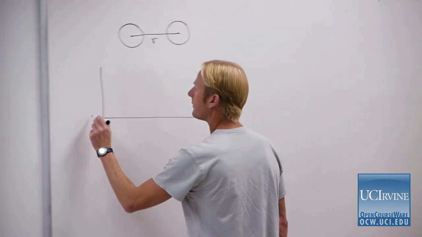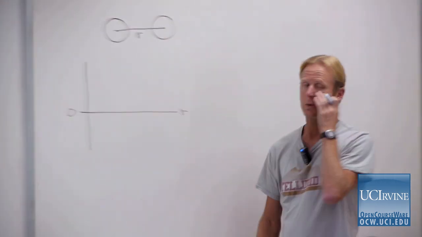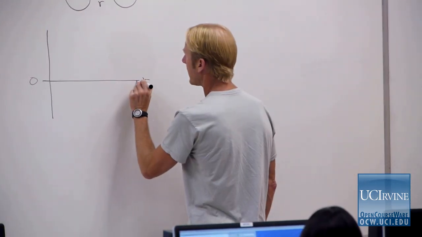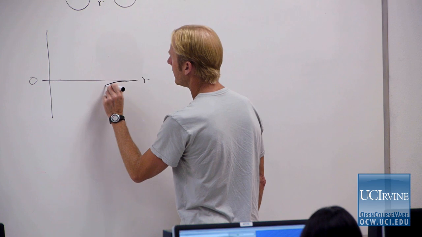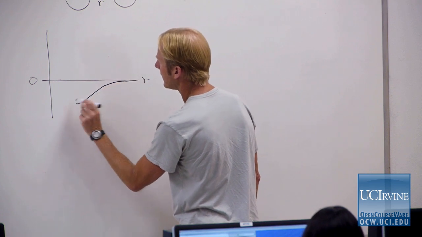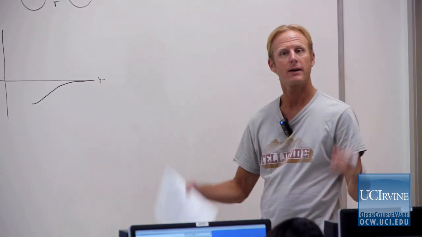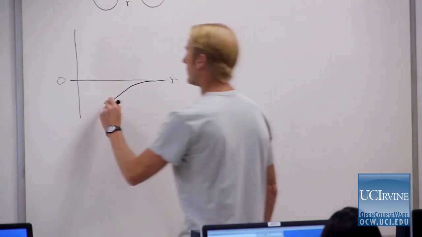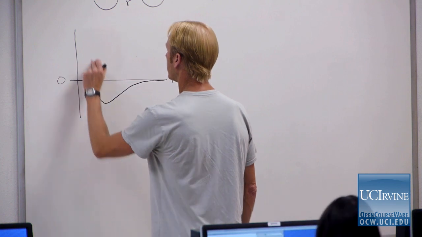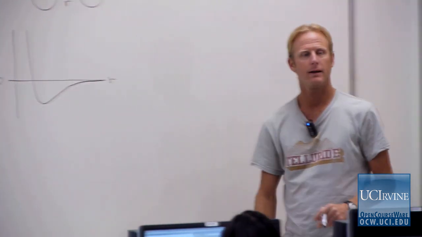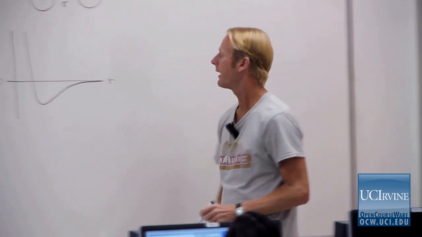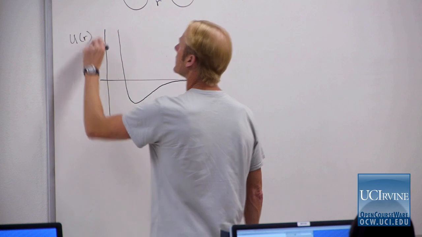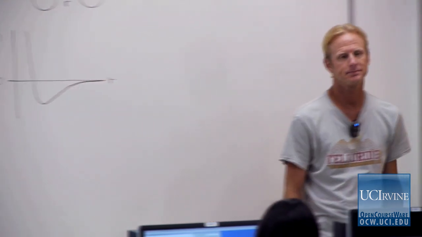And so if I draw the energy relative to the infinitely separated atoms, then as the atoms start to get closer and closer together, the energy decreases. And then at some point, I start to push the atoms on top of each other, and they don't like that. So the energy increases very rapidly. Okay? And so this is the energy as a function of distance between two atoms.